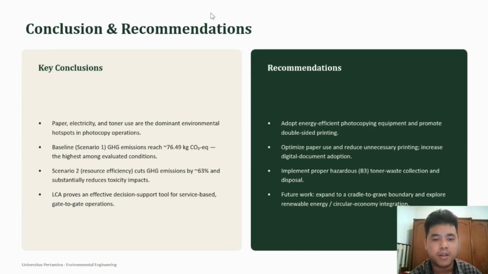Next, conclusion and recommendation. In conclusion, paper, electricity, and toner are the major environmental hotspots in photocopy operations. The current operational condition generates the highest greenhouse gas emissions. Resource efficiency, represented by scenario 2, reduces greenhouse gas emissions by approximately 63%, while also lowering toxicity impacts. Based on these findings, we recommend using energy-efficient photocopy machines, promoting double-sided printing, reducing unnecessary paper use, increasing digital documentation, and implementing proper hazardous toner waste management.